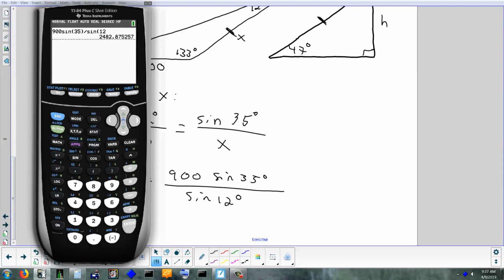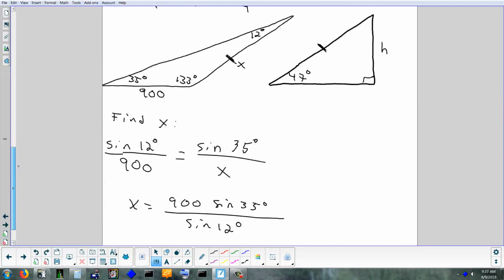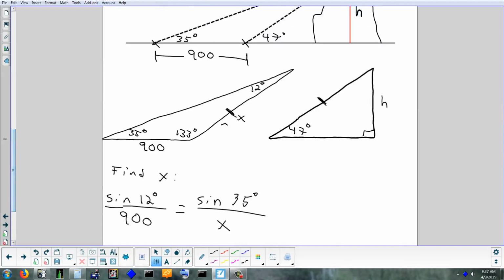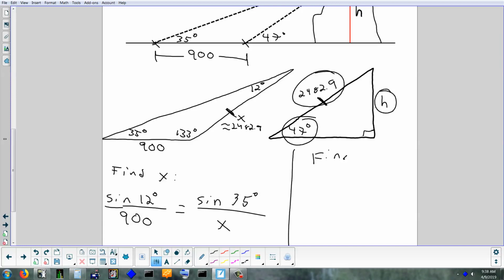So we get 2,482 point, I'm just going to call it 0.9. I know we usually go to 3 decimal places, but that's okay. So this side is 2482.9, which means this side is 2482.9. Now you've got a side in the right triangle. So I want to find this, and I'm going to use that and that. You can use law of sines again, but it's easier to use SOH CAH TOA. So let's find h.